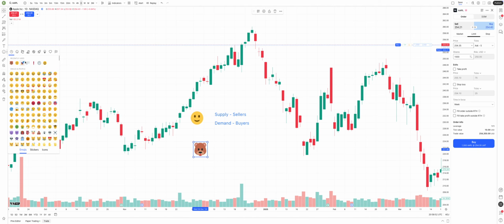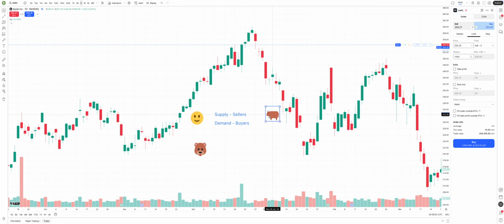Cool. And then I'm going to open up the animal tool and I'm looking for a bull. Let's see if we can find the bull. Yeah, cool. That's a bull. Okay. So buyers are bulls. Sellers are bears. Right? That's the concept.